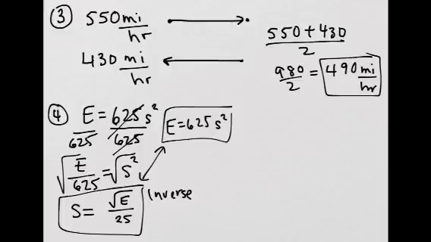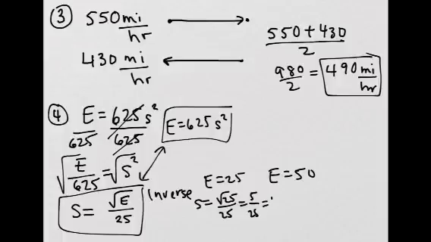Now the second part of the equation is if the kinetic energy doubles, will the speed double? Okay, well, let's say that we put in 25 for the kinetic energy. So let's say that E is 25. Okay? So if I put in 25 versus putting in 50, right? It says if we double the energy, will the speed double? Well, if I put in E equals 25, S is going to be square root of 25 over 25. So that's 5 over 25, which is 1/5.